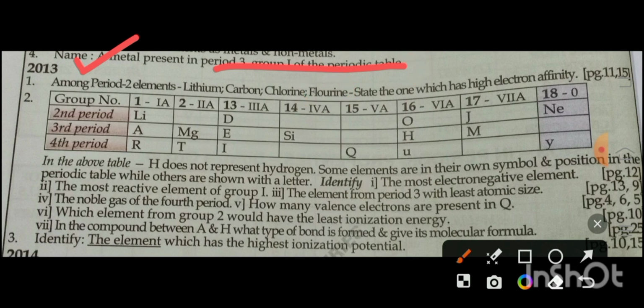Next question. They have given a periodic table. In the above table, H does not represent hydrogen. Some elements are shown with their own symbol and position in the periodic table, while others are shown with simple letters. Now identify the most electronegative element. In this table, the most electronegative element is J.